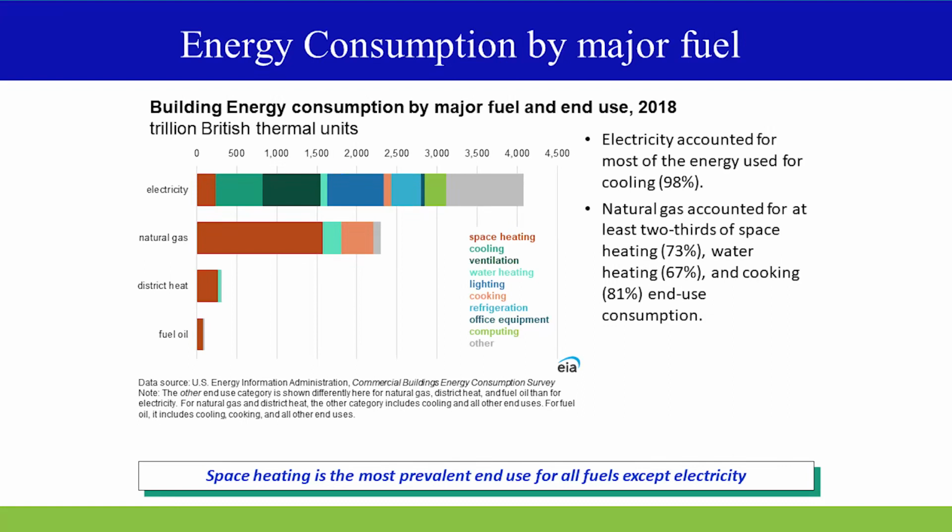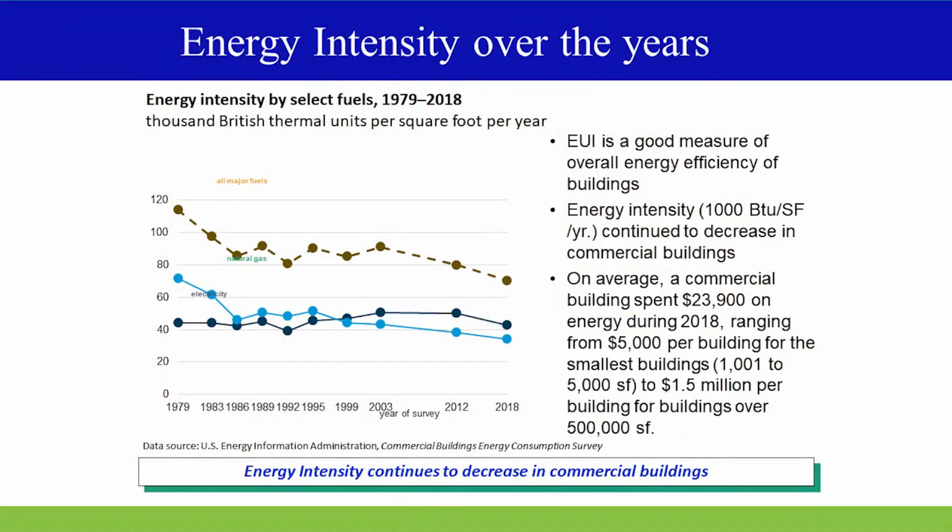If you look at the energy usage by major fuels, we have electricity, natural gas, district heating, and fuel oil. The graph on the left shows the energy distribution by end use based on fuels. If you look at this, electricity accounts for most of the cooling in a building. Natural gas accounts for the heating, water heating, cooking, and other areas. Space heating is the most prevalent of all end uses for all buildings.